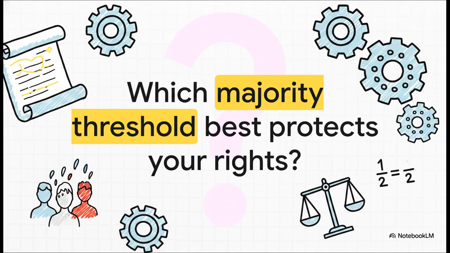So, we've explored the blueprint of democracy today. We went from the abstract, spiritual theory of a sovereign state, walked through the blood, sweat, and tears of drafting a constitution, all the way down to the exact mathematical fractions needed to alter it. And I'm going to leave you with this thought to consider. Now that you know exactly how the machinery works, which majority threshold do you think protects your rights the most?